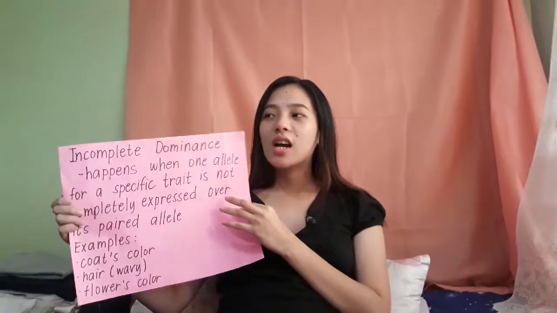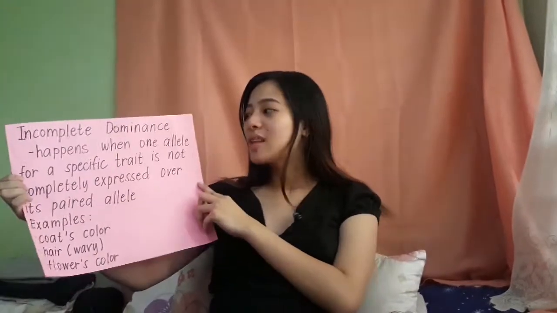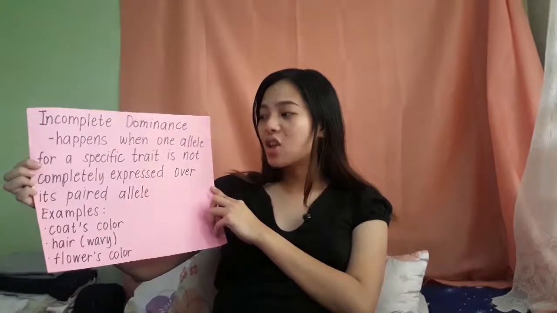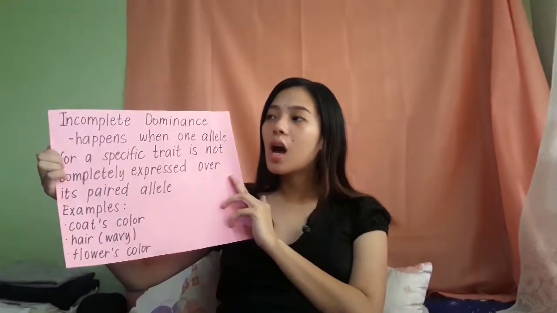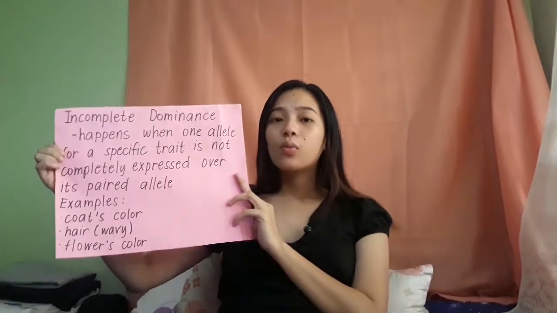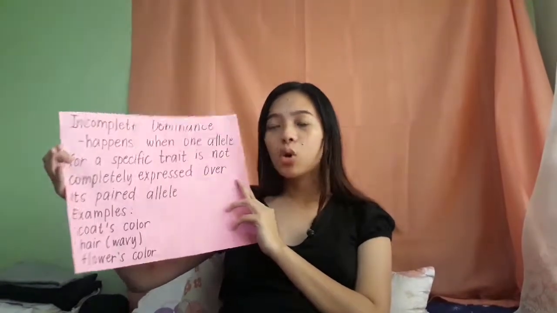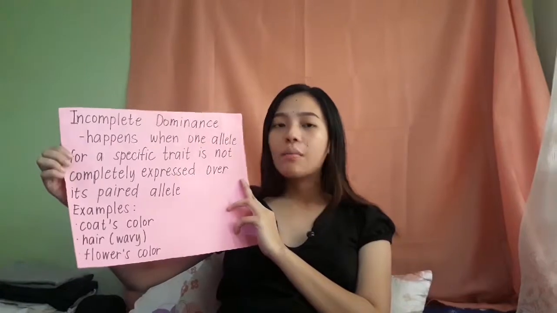One of the examples of Mendelian genetics is complete dominance, or the law of dominance, where one trait is dominant over the other trait and one trait is recessive. In incomplete dominance, one allele for a specific trait is not completely expressed over its paired allele. For example, take the coat color of an animal. If this animal has a parent with a black coat and a parent with a white coat, the offspring, because of incomplete dominance, will have a brown coat.